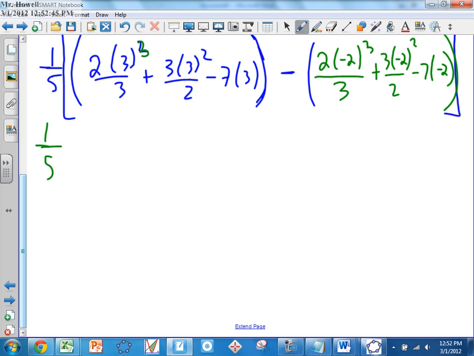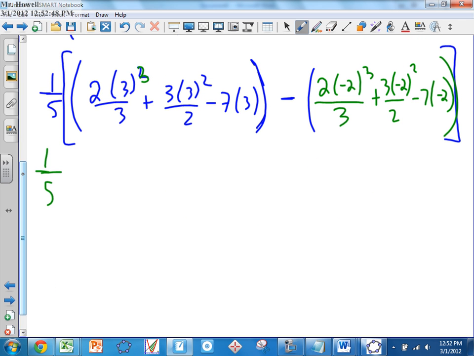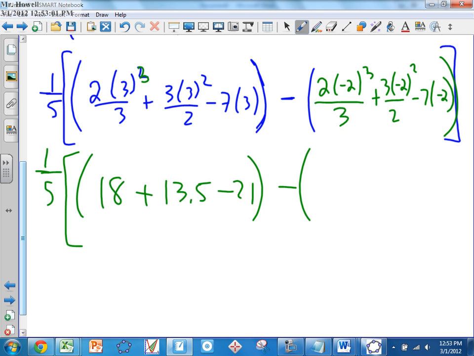So, as we noticed, this is going to be 54 over 3, which is 18. You could also simplify easier. This is going to be 27 over 2, which is 13.5. This is going to be minus 21. This is going to be negative 8 times 2, which is negative 16 over 3, which is negative 5.33. This is going to be 4 times 3 is 12 over 2, which is 6. And this is going to be plus 14. Negative, negative. It was negative 7, negative 2, right? Go back and look.